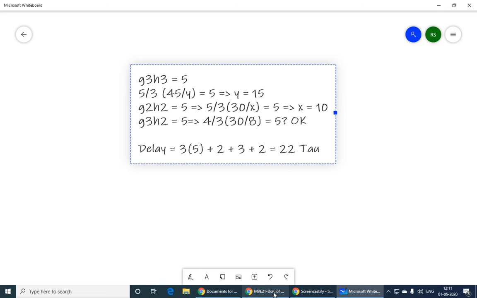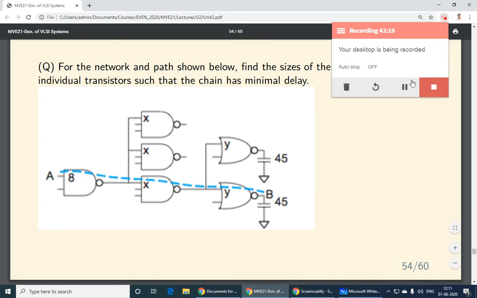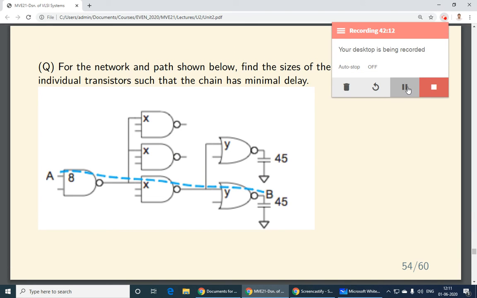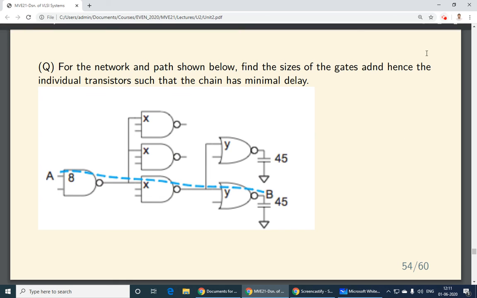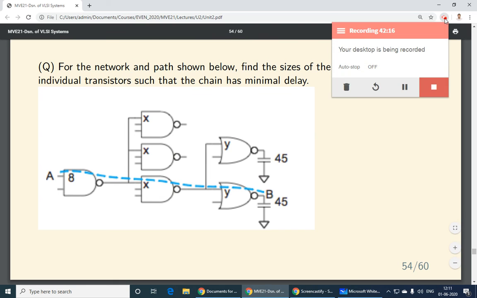So stop here for a second, and one last part we will do that in the next video.